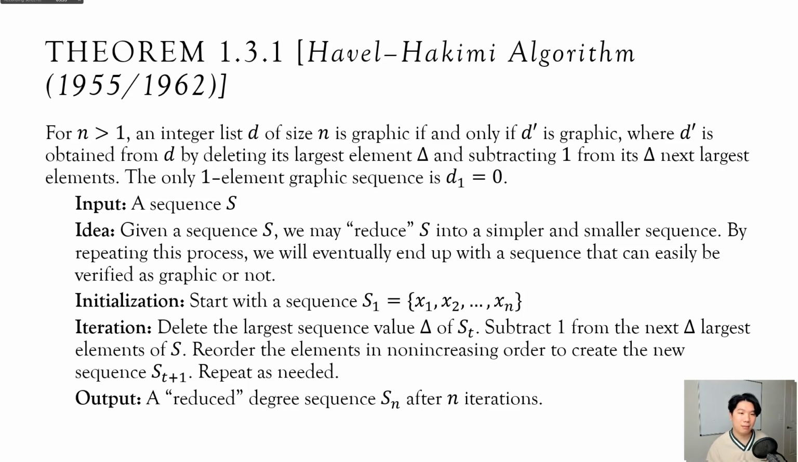So reading through this, for n greater than 1, an integer list d of size n is graphic if and only if d prime is graphic, where d prime is obtained from d by deleting its largest element delta and subtracting 1 from its delta next largest elements. Furthermore, the only one element graphic sequence is d1 equal to 0. That's very wordy for us.